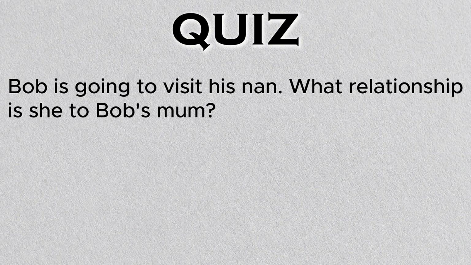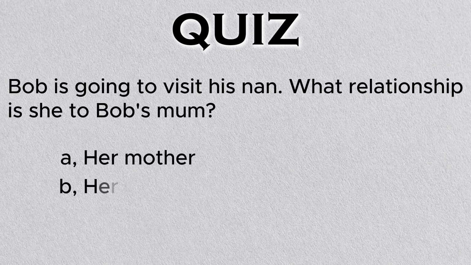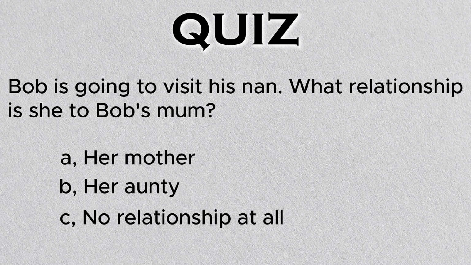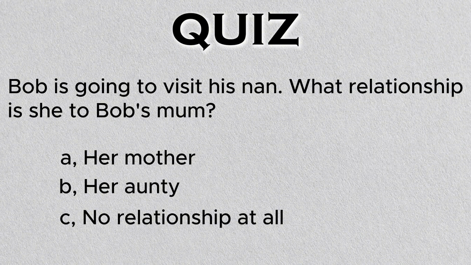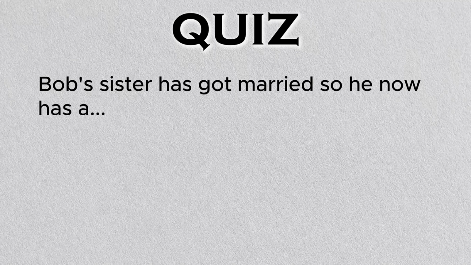Bob is going to visit his nan. What relationship is she to Bob's mum? Is she A, her mother, B, her auntie, or C, no relationship at all? And the answer is A, her mother.